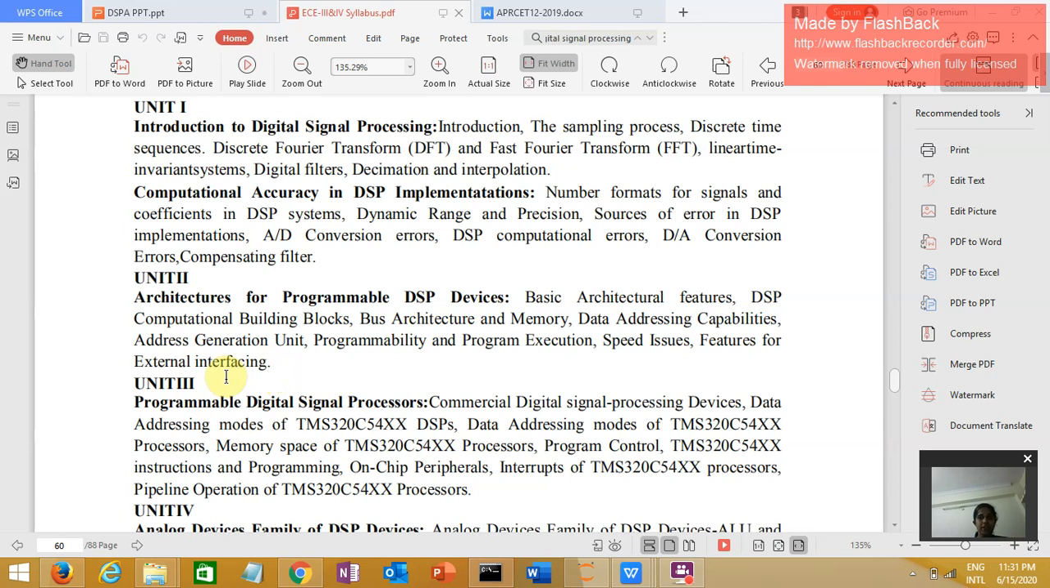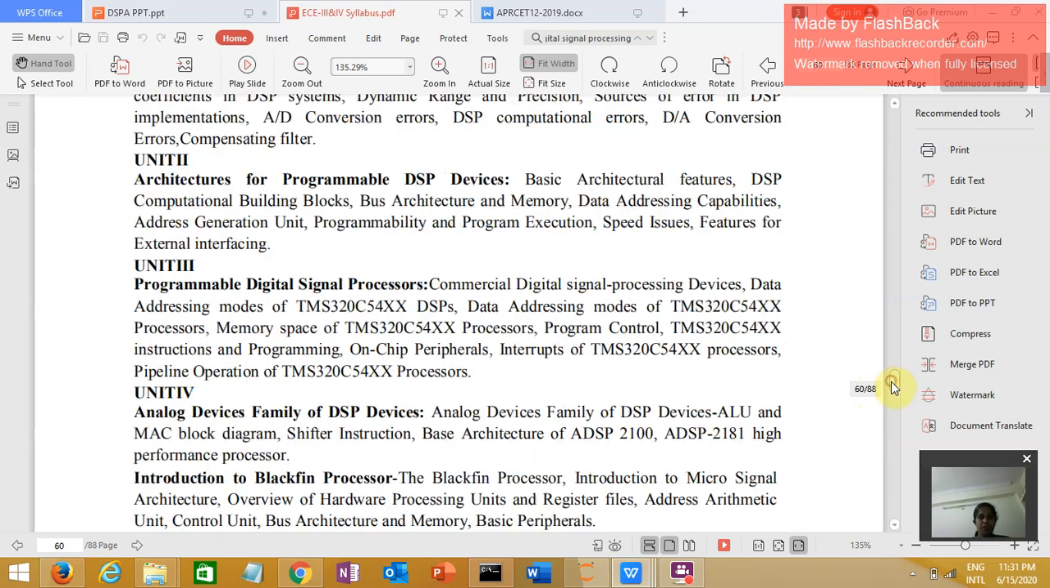Coming to unit 3, here we have programmable digital signal processors, nothing but the real digital signal processor which is available in the market, a very advantageous and very famous processor, the TMS320C54XX DSP processor. Details we are going to discuss completely in this unit. This is from Texas Instruments.